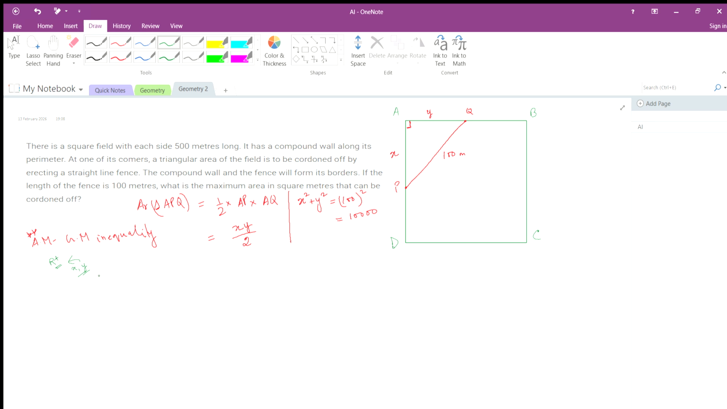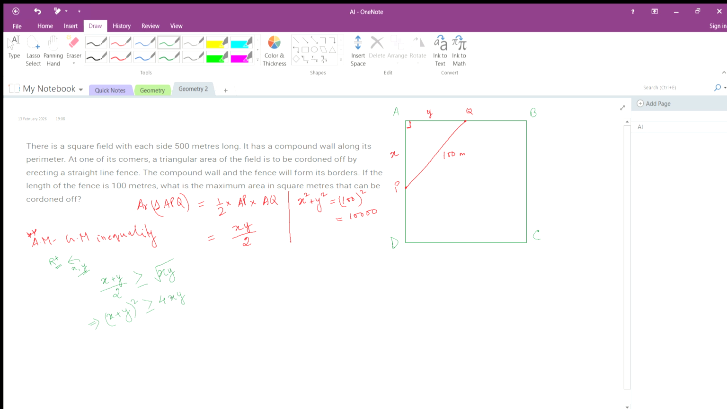So for positive real numbers, the AM, which is the arithmetic mean or the average, found by summing and dividing by 2, is greater than or equal to the GM, the geometric mean: multiply the two numbers, take the square root. Now square both sides, what do we get? (x plus y) whole square. Many people will think, why am I squaring? I am squaring because I have to maximize xy. So if I square, it will become greater than or equal to 4xy.